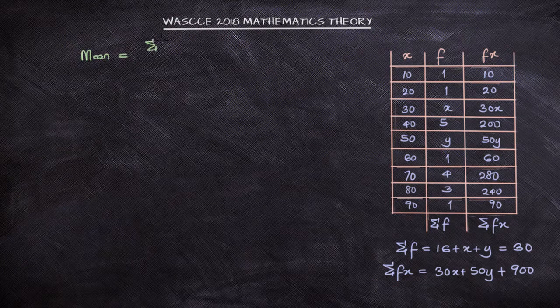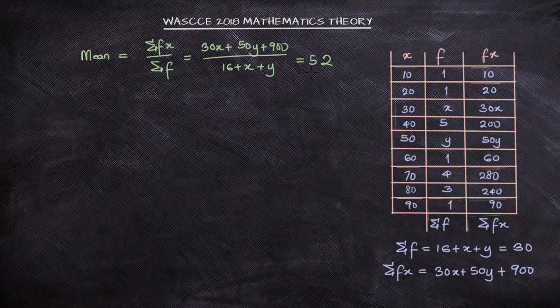For this group data, the mean is sigma fx divided by sigma f. And now, sigma fx we have found to be 30x plus 50y plus 900. Sigma f we have found to be 16 plus x plus y. Now, this mean had been given in the question to be 52. So now, with this new expression, if you cross multiply, 30x plus 50y plus 900 equals 52 into 16 plus x plus y.